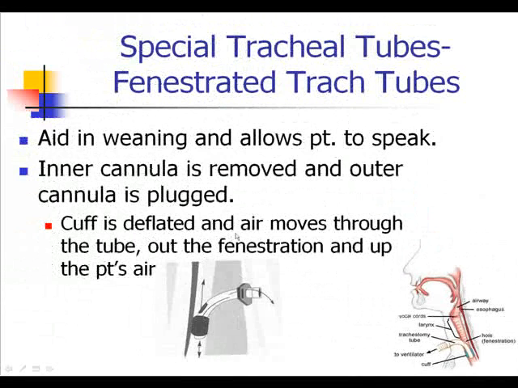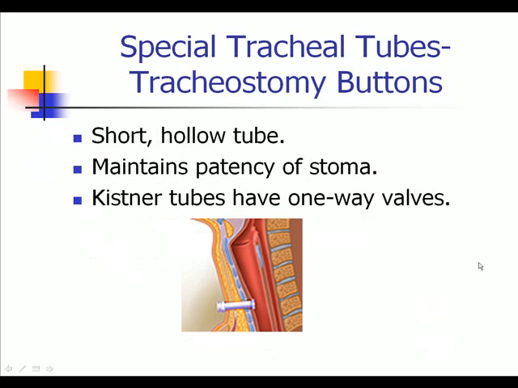The cuff's deflated and air moves through the tube, out the fenestration, and through the patient's mouth, like we can see. You can also see the diagram here as well, what the fenestrated tube does. Well, the next step would be, if the fenestrated tube works and the patient can tolerate it, then you would move on to possibly a tracheostomy button, where you would remove the tube and place the button in to maintain patency of the stoma, to the point where they can close it through surgery, and then the person would restore back to a normal breathing airway.